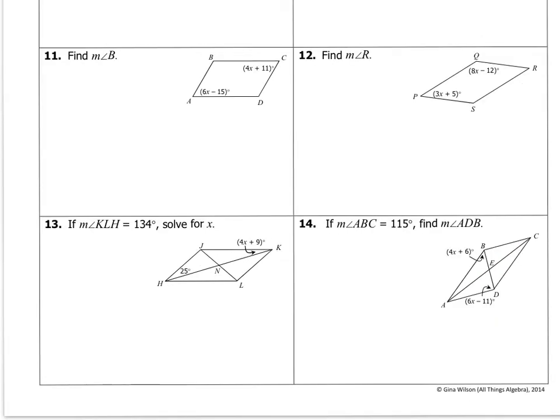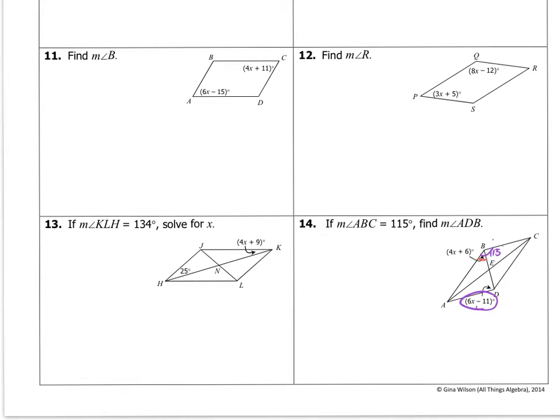I will do number 14. So I have ABC, the big angle here is at 115 degrees, and I'm asked to find ADB. So in other words, I'm asked to find this, right? So let's see, how do I do that? Now I'll use a different color.